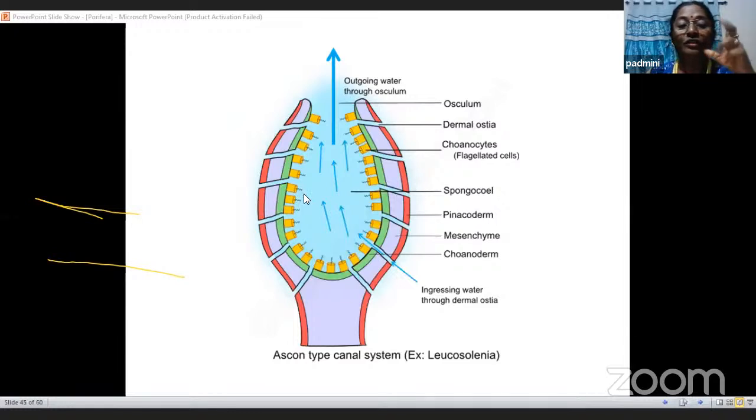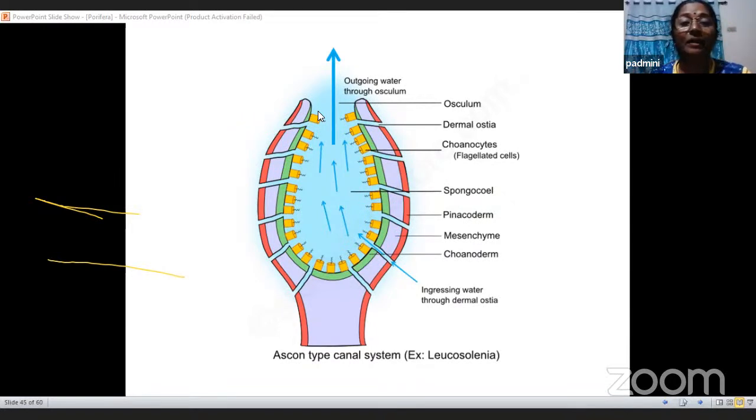Also the oxygen is diffused into the dermal layer of the cell, and the excretion is done from the spongocoel, or the gastric cavity. From here, whatever waste is present is thrown out through the osculum. Whenever the water has to be thrown out, only then does this osculum open, otherwise it is closed. Because, as I told you, they have a type of cell. What is the type of cell that they have in this osculum? The type of cell is called myocytes.